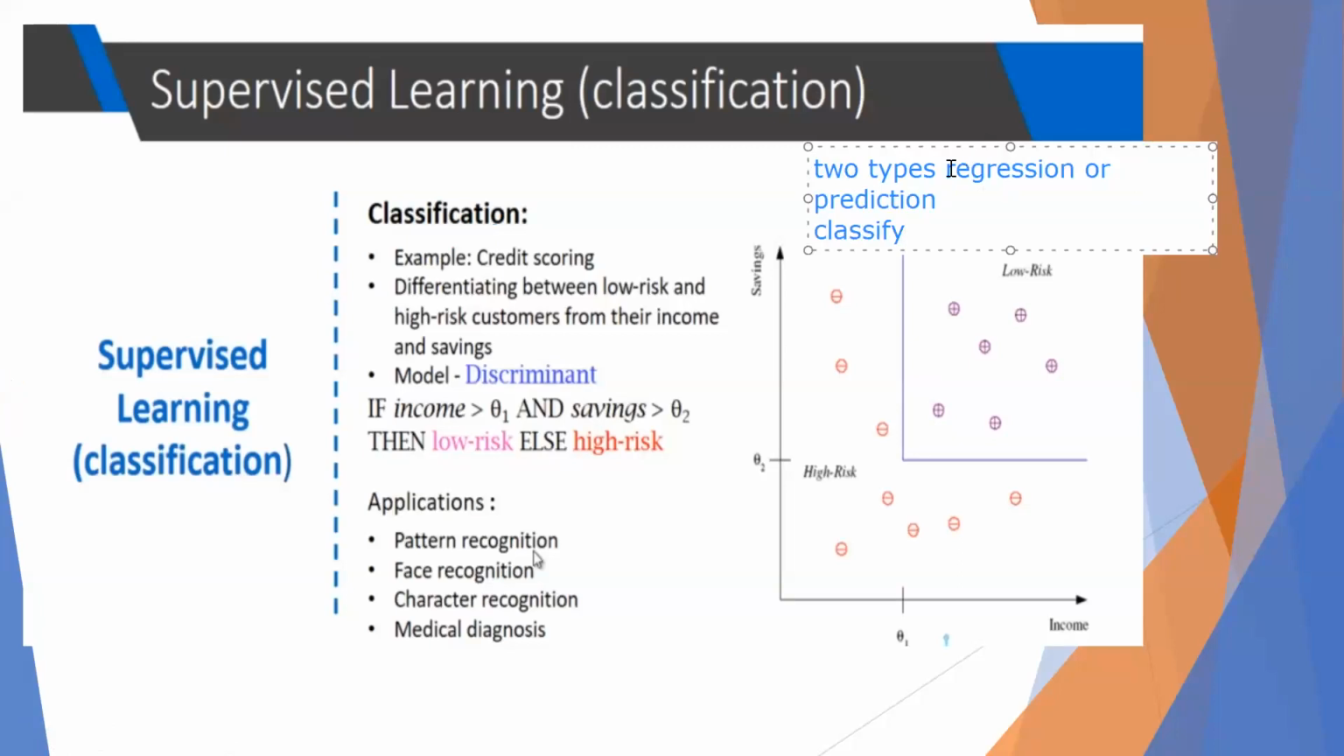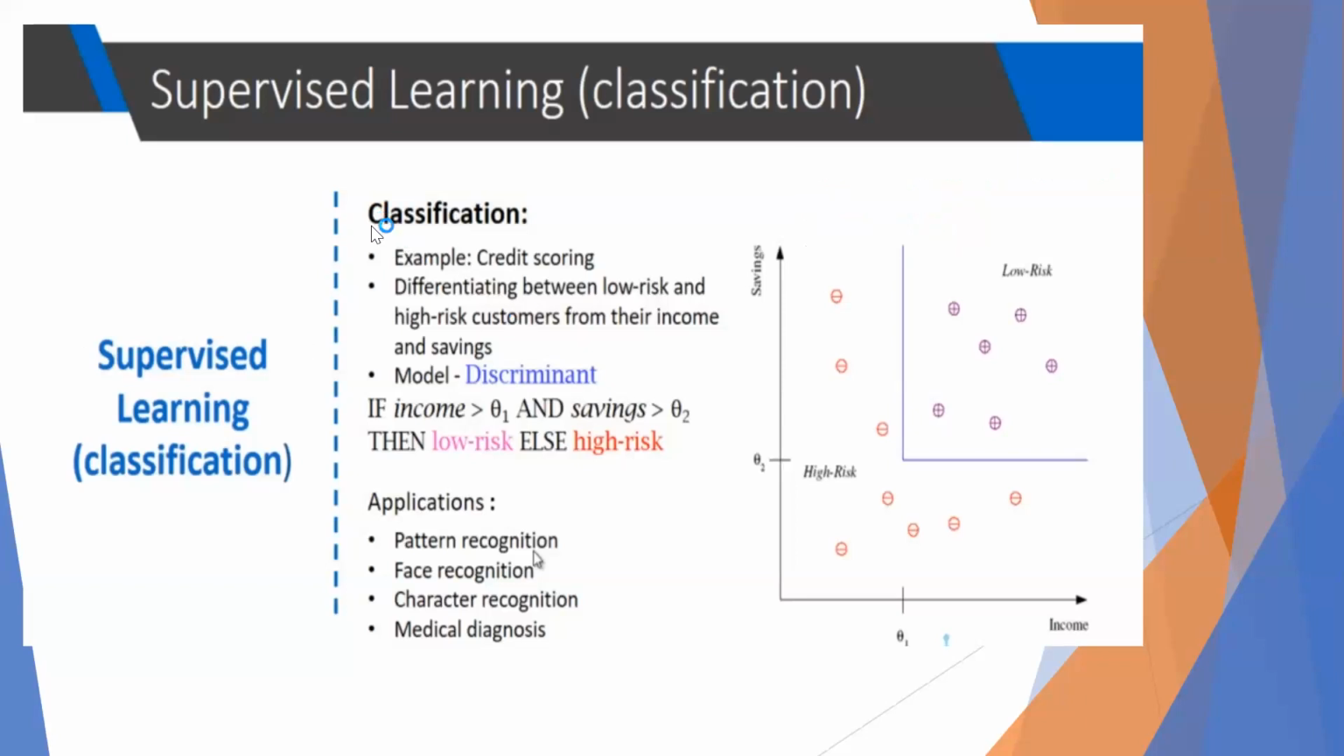Regression is where we are going to predict, giving some numerical value. And the second one is where we have some classes and want to distinguish between one or two. That kind of problem we are going to solve with the machine learning approach.